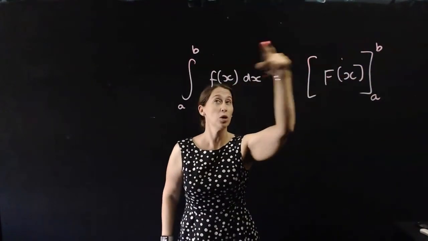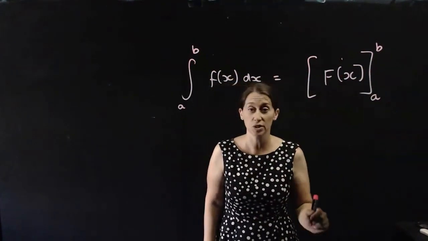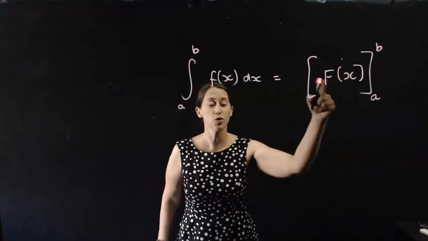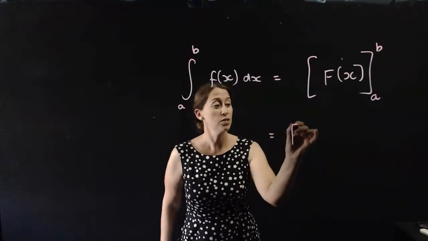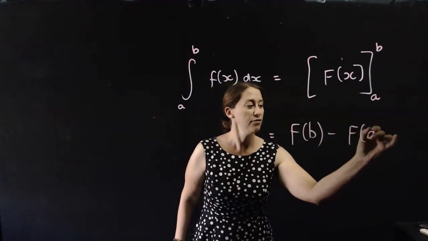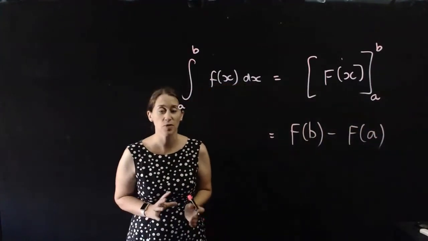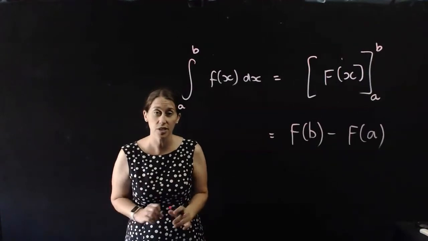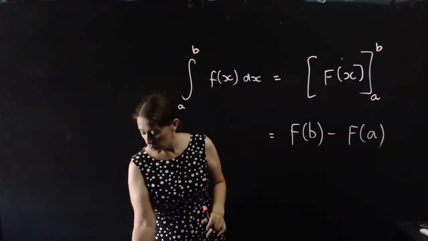So b is at the top because it's there, a is on the bottom because it's there. And literally when I substitute those in, I end up subtracting. So F of b take away F of a, and this is the fundamental theorem of calculus. We're going to use it to calculate a definite integral. So I'm going to do a quick example.